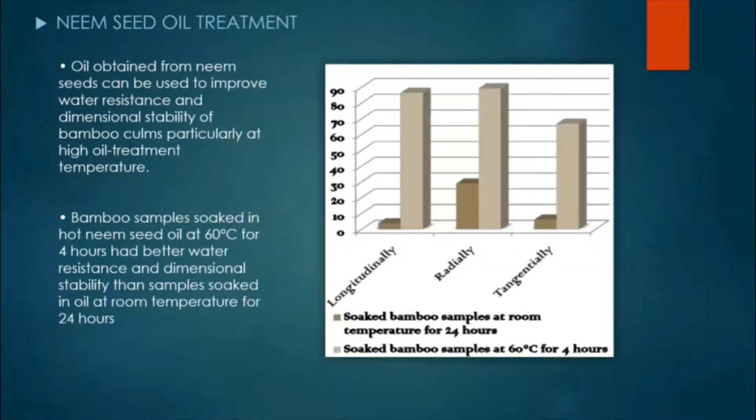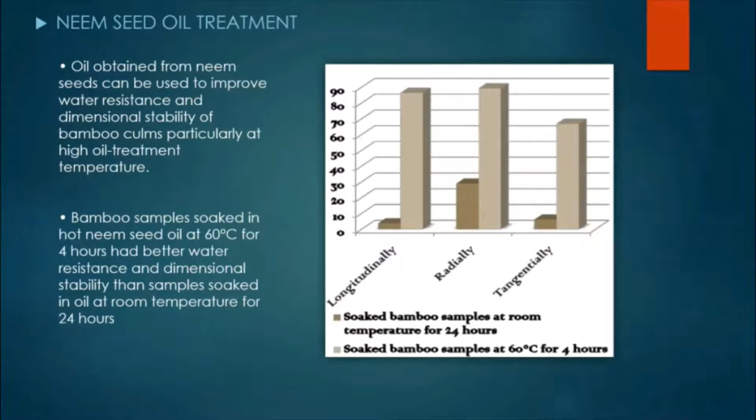Next one is neem seed oil treatment. Oil obtained from neem seeds can be used to improve water resistance and dimensional stability of bamboo culms, particularly at high oil treatment temperature. The water resistance and dimensional stability of bamboo culms can be increased by treating bamboo with oil obtained from neem seeds. The bamboo samples soaked in hot neem seed oil at 60 degrees Celsius for 4 hours had better water resistance and dimensional stability than samples soaked in oil at room temperature for 24 hours.